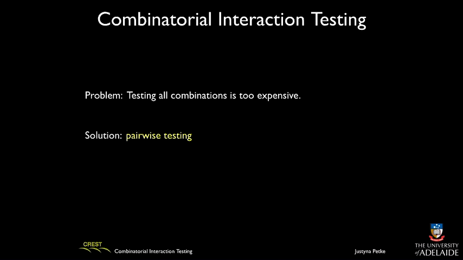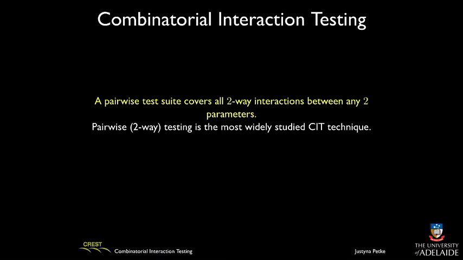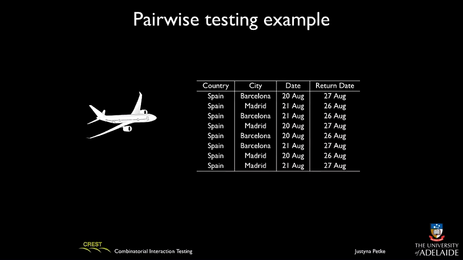When we go for pairs, then this is often called pairwise testing, and this is actually one of the most widely studied combinatorial interaction testing problems, pairwise testing. A pairwise test suite covers all 2-way interactions between 2 parameters. There are also 3-way interactions, 4-way interactions. So for 3-way interactions, you have got all triplets, 4-way interactions, all 4-tuples, and so on.